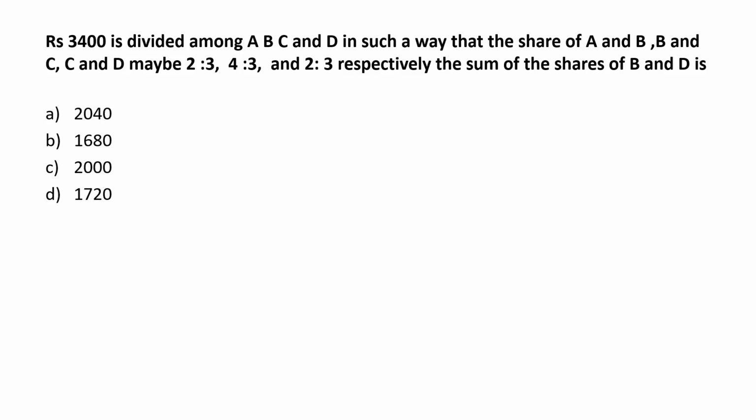Next one. 3,400 rupees is divided among A, B, C, D in such a way that the shares of A and B, B and C, C and D are in the ratios 2:3, 4:3 and 2:3 respectively. The sum of the shares of B and D is?